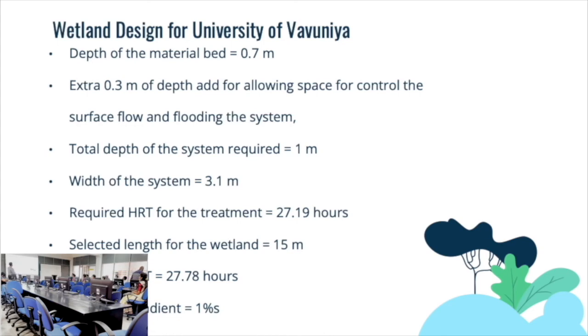We have taken the depth of the bed as 0.7, and we have kept an additional 0.3 meters on top of the bed so that we can avoid flooding, and there is some free space for maintenance work, so the depth is 1 meter then. The width of the system was 3.1, and we have kept the HRT at around 27.19 hours, and the hydraulic gradient or slope was 1%. So these are the basic design parameters which we have used for this wetland in Vavuniya campus.